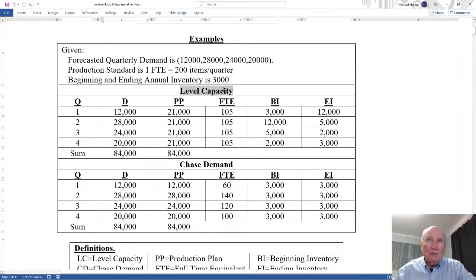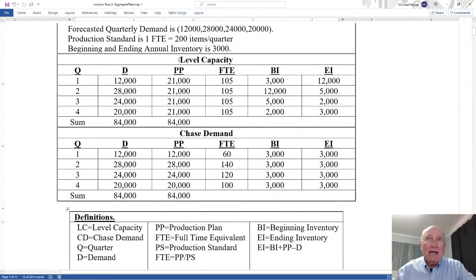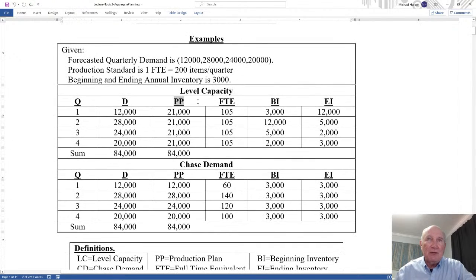Now, an example or a description of a level capacity production plan, and PP is production plan. By the way, down here, I have all these definitions for you, and equations and relationships and calculations. An example or description of a level capacity production plan is simply to take the annual demand and divide it by the four quarters. And so we'll have 21,000 every quarter. Well, 21,000 every quarter will sum to an annual production of 84,000, which equals the annual demand. So that's a description of a level capacity production plan, but it's not the definition.